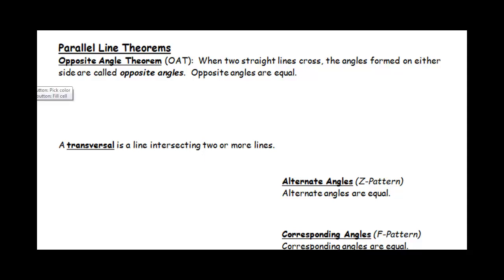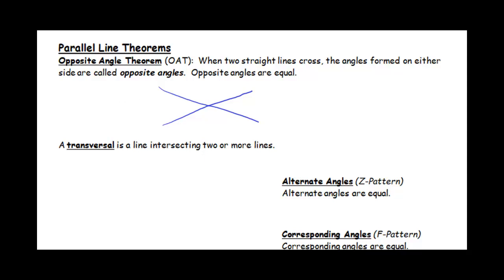In this video, we're going to look at the parallel line theorems. The first one we're going to look at is called the opposite angle theorem, and that occurs when we have two lines that are intersecting. I'm going to draw in a straight line here, and then a second one that intersects it. When you have two lines that intersect, the angles that are formed that are opposite each other are called opposite angles.